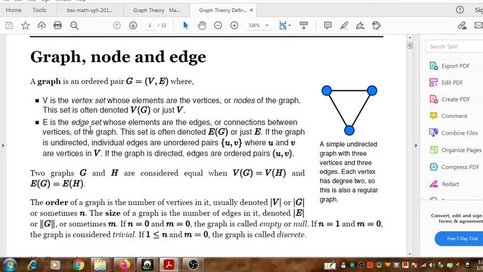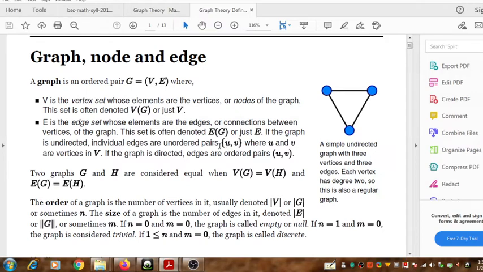E is the edge set whose elements are the edges or connections between the vertices of the graph, and this set is often denoted E(G), and you can represent it just by using the single capital E. If the graph is undirected, then the individual edges are unordered pairs of vertices. For example, UV.